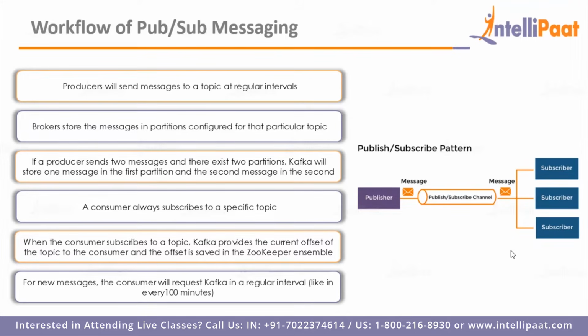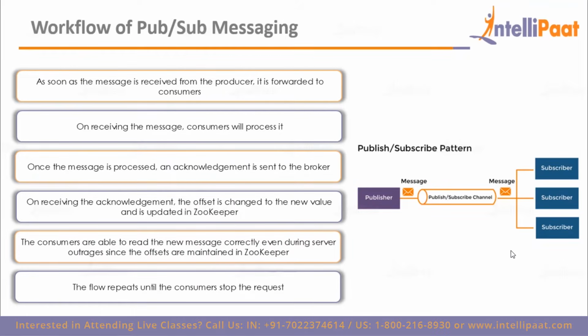Now, going ahead, the consumer has to read the third message which would be present in the third partition. The consumer would know this by looking at the offset of the currently consumed message. And for new messages, the consumer will request Kafka at regular intervals. As soon as the message is received from the producer, it is forwarded to the consumers. On receiving the message, the consumer will process it. And once the message is processed, an acknowledgement is sent from the consumer to the broker. And once the broker cluster receives the acknowledgement, the offset is changed to a new value and it is updated in the Zookeeper.